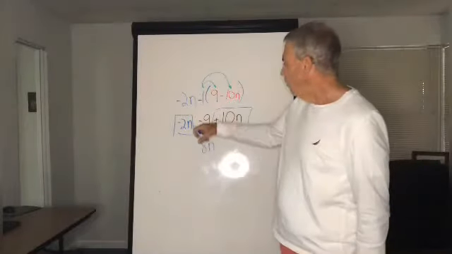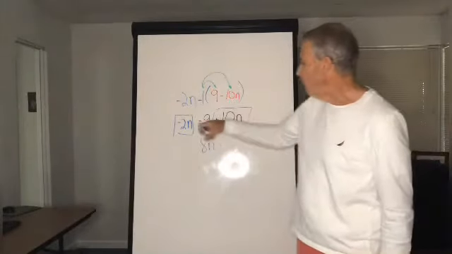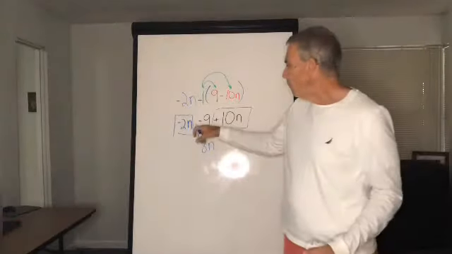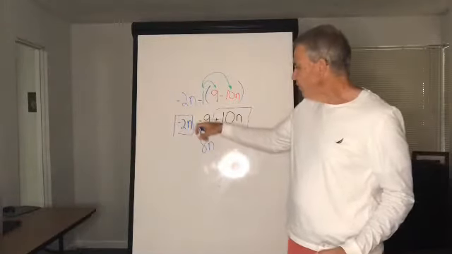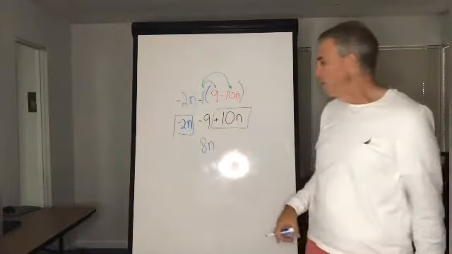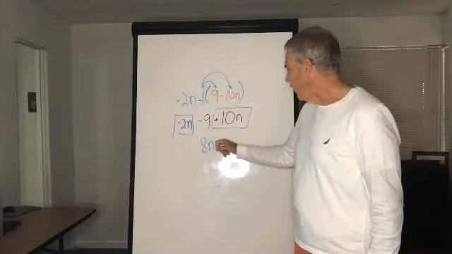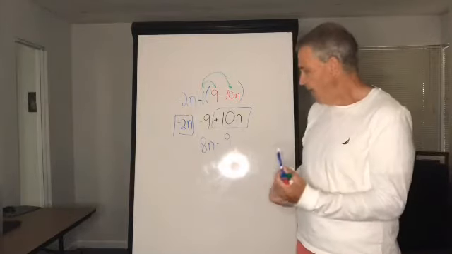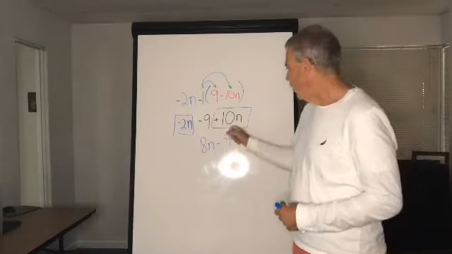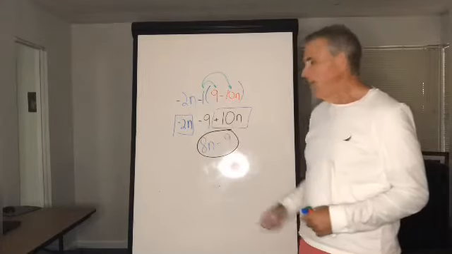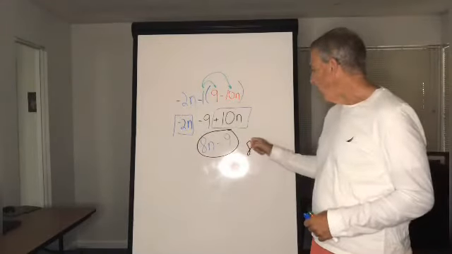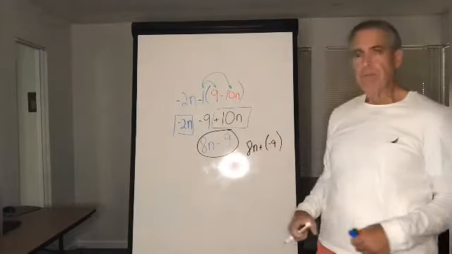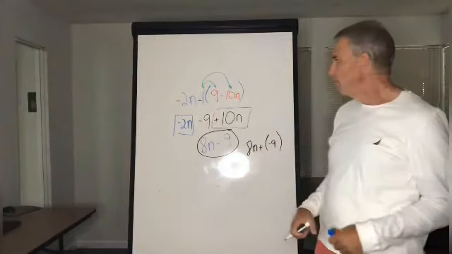You say, well, this negative 9 has no other members of the same family. There's no other numbers in this problem, so there's nothing for that negative 9 to combine with. So we're just going to bring it straight down. Negative 9. And that is my answer. Again, you could also write it this way: 8n plus a negative 9. Either way is fine. All right?